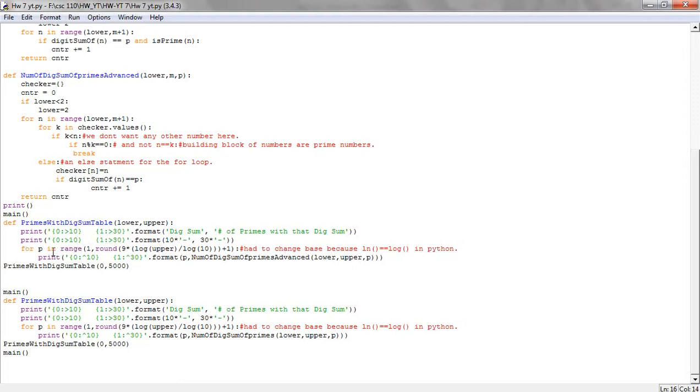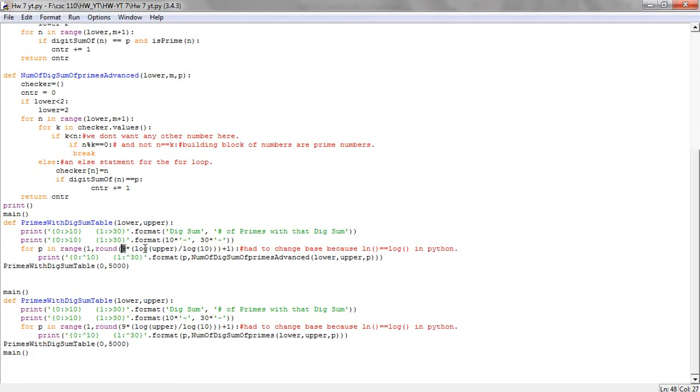And I'm running this loop over here for p in range 1 to round(9 times log of upper divided by log of 10) plus 1, and this basically gives a range for the digit sum that I need. This has pretty good logic to it, and it stems from the fact that if you have 10, which means the upper limit is 10, you're going to have 9 as the maximum sum of digits you can have. And if you have 100, the maximum sum you can have is 18, which is 9 plus 9, and this is what it stems from.